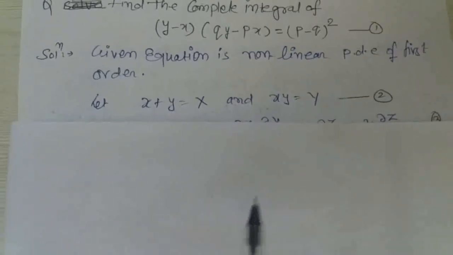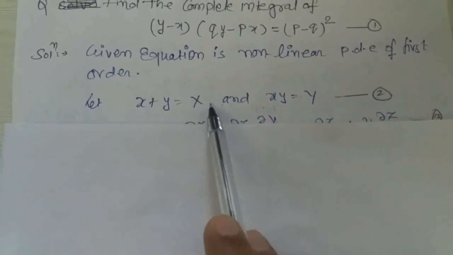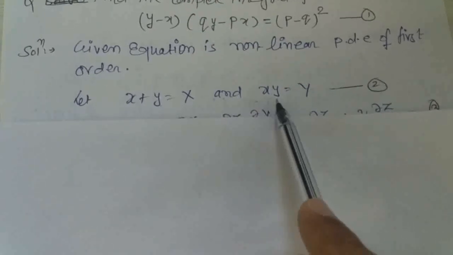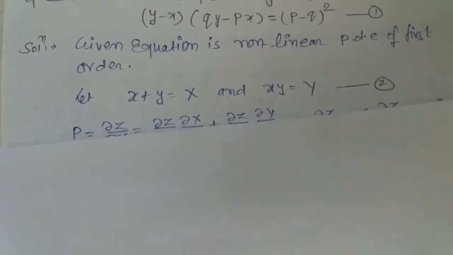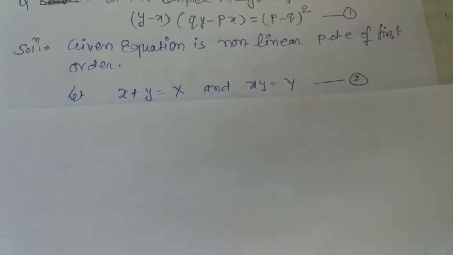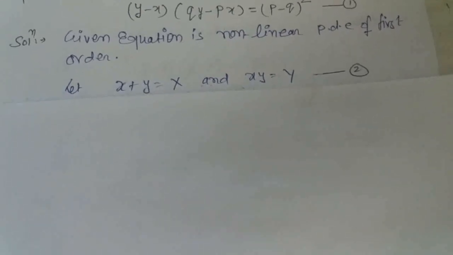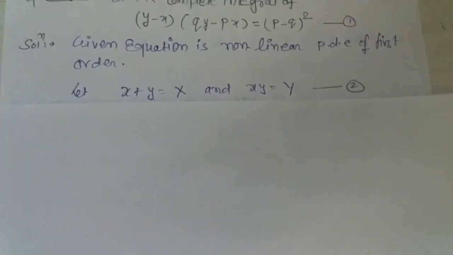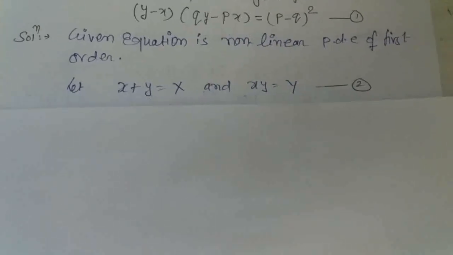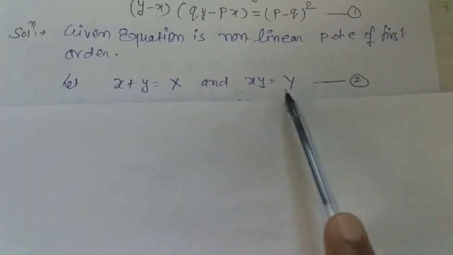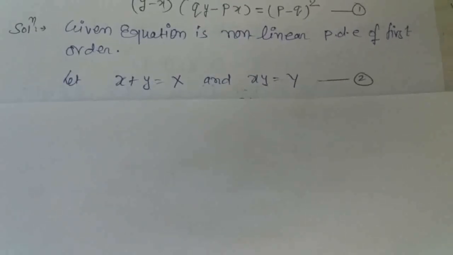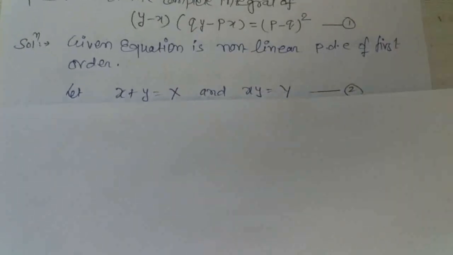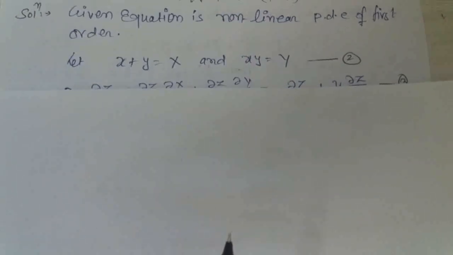To reduce the equation into standard form, we take the transformation x plus y equal to capital X and xy equal to capital Y. These are the transformations. Now z, which is a function of small x and small y, after using these transformations becomes a function of capital X and capital Y, where capital X and capital Y are functions of small x and small y. Now we obtain the values of p and q.